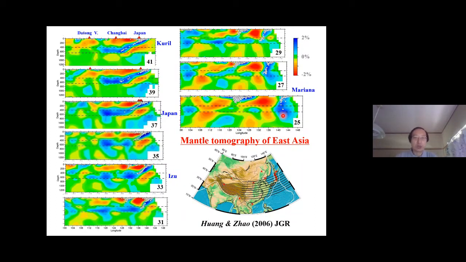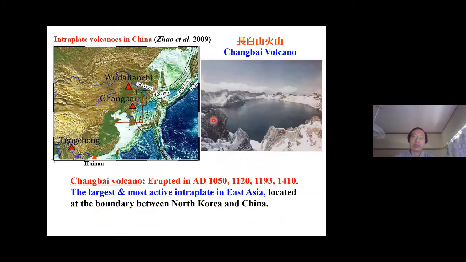This slide shows you a photo of the Changbai volcano. Okay, this is the caldera of the Changbai volcano. This volcano is located at the boundary between North Korea and China, shown here. It is the largest and the most active intraplate volcano in East Asia. This volcano has erupted several times in the last 1,000 years. So it is certainly a very active and dangerous volcano.